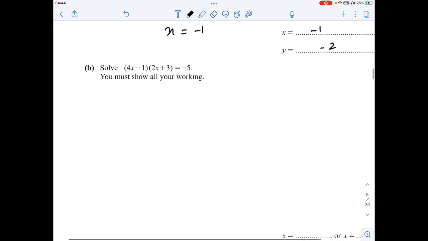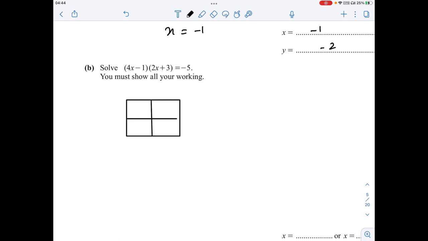Now solve this equation and you should be showing all your working, he says. So we have to expand this one: 4x minus 1 times 2x plus 3. I am using the rectangular method of multiplication. What is the rectangular multiplication? 4x minus 1, 2x plus 3.